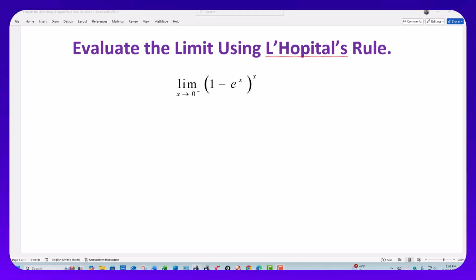In this video, we have another limit to evaluate using L'Hopital's rule. So notice here we have the limit as x goes to 0 from the negative side, or the left side, of (1 minus e to the x) to the x power. Now if I just plug it in, 0, I get e to the 0 is 1, 1 minus 1 is 0, and then the exponent is x. So basically for this one I have 0 to the 0 power, which is one of those indeterminate forms.